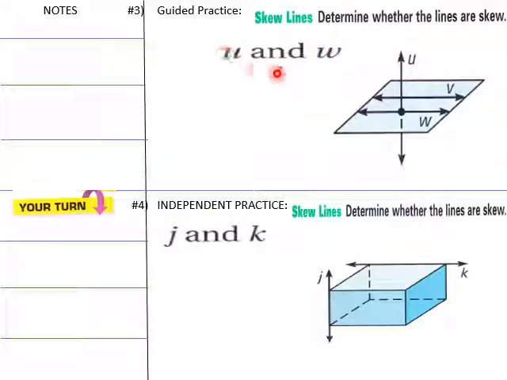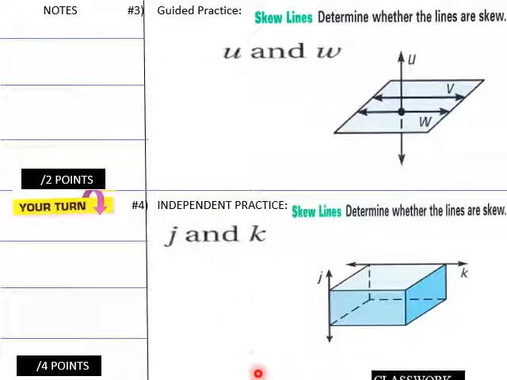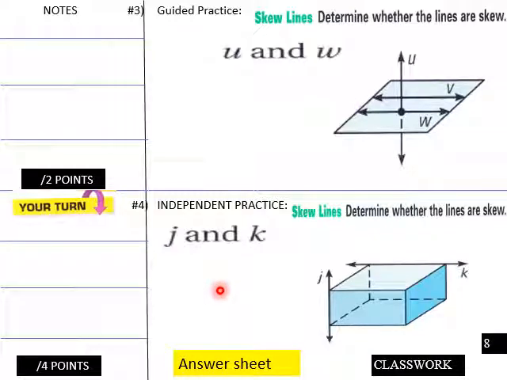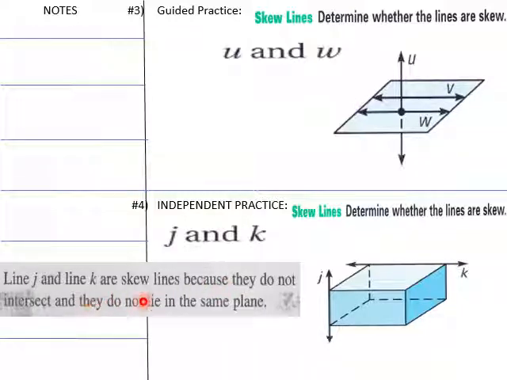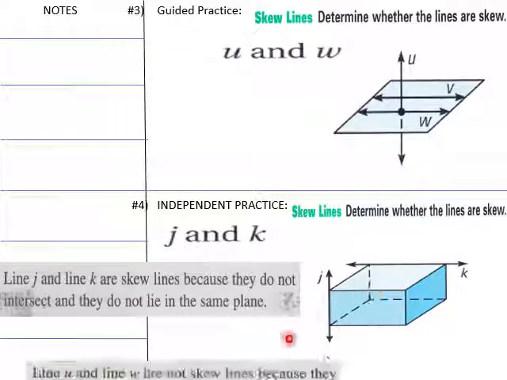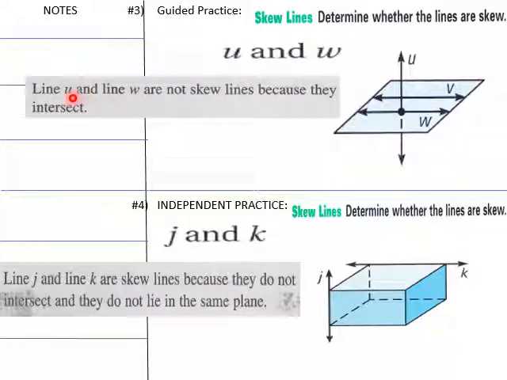Determine whether lines are skew here, U and W. So we have U and W. Are those lines skew? And then here, determine whether lines J and K are skew. So we have J, and then we have K here. Lines J and K are skew because they do not intersect. They do not lie in the same plane. And then up here, lines U and W are not skew because they intersect. So they have a common point there.